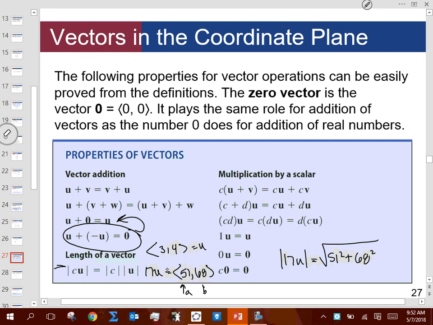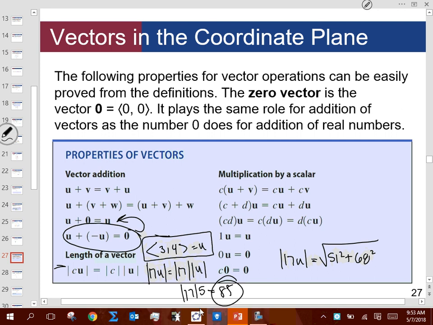Okay. The better thing to do is to say that the magnitude of 17u is equivalent to the absolute value of 17 times the magnitude of u. So what's the magnitude of u? That'd be 5, right? 3 squared plus 4 squared, I need the square root. So I get 5, times the absolute value of 17. What's the absolute value of 17? 17. What's 17 times 5? Okay, that's a little bit easier to do in your head than this is, isn't it?